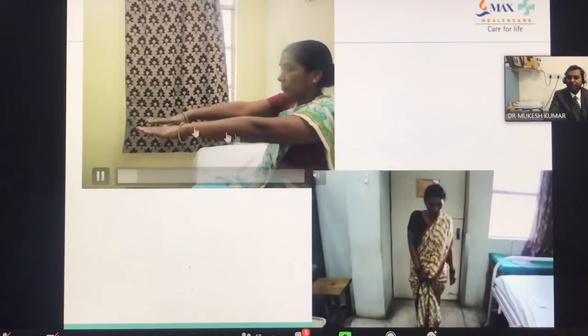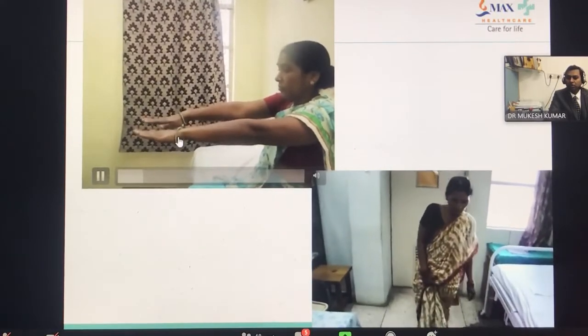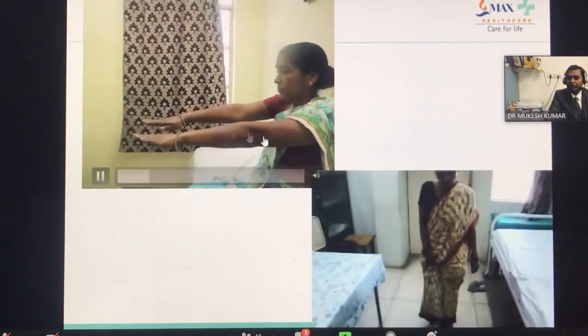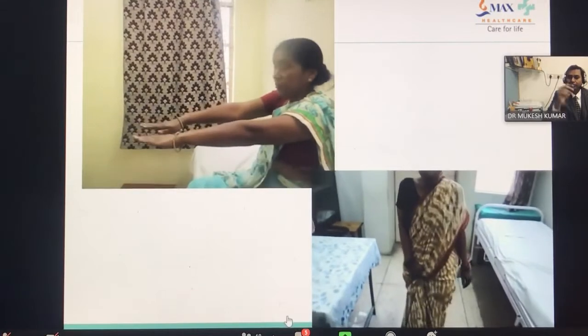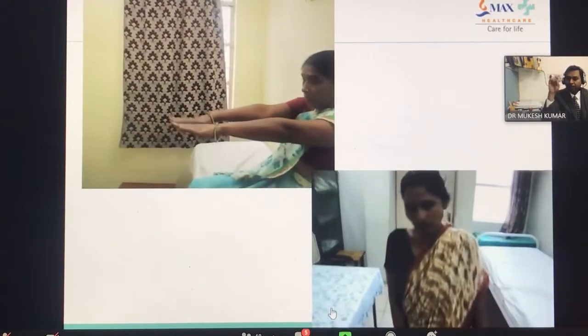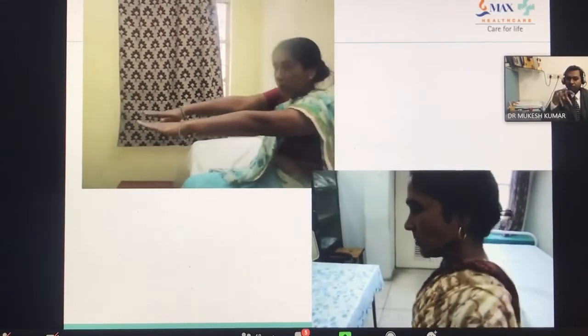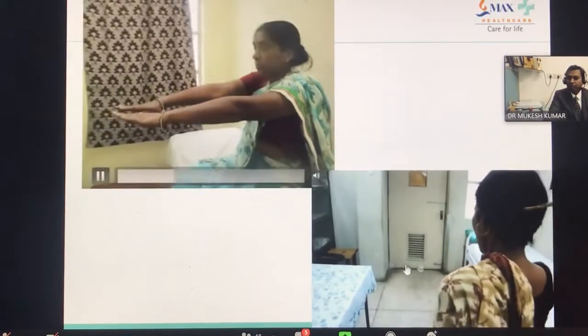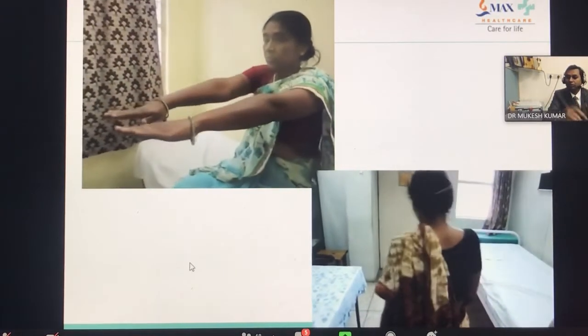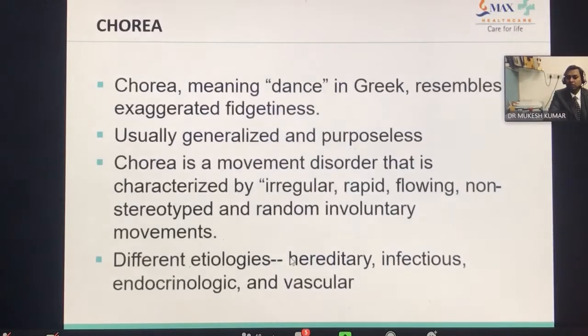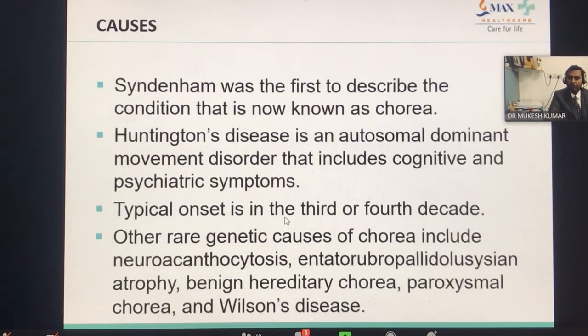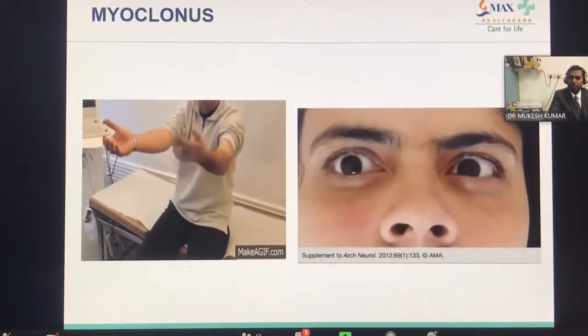You can see the fidgetiness of the whole body. This is not tremor. It is fidgetiness. It is also in the proximal part. Usually, tremor is seen in the distal part, the distal fingers, and this is usually seen in the proximal part. That's why we can say proximal plus distal. It is chorea: a generalized, purposeless, irregular, rapid, flowing, non-stereotyped and random involuntary movement. The most common is Sydenham's chorea. The other most common is Huntington's disease.